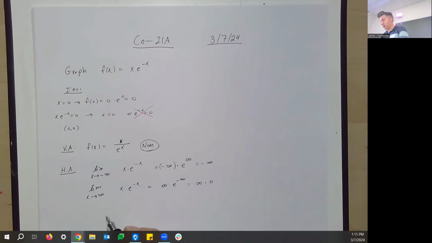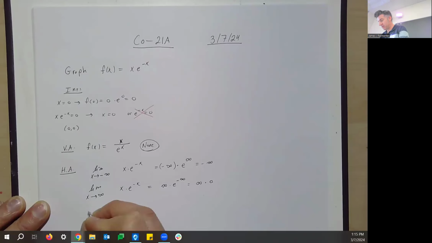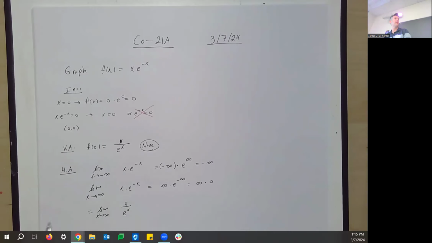So what you would really do here is rewrite this as the limit as x goes to infinity of x divided by e to the positive x. And then you see that you do have what's called an infinity over infinity indeterminate type. And infinity divided by infinity could be anything. In this particular case, the denominator is growing much, much faster than the numerator.